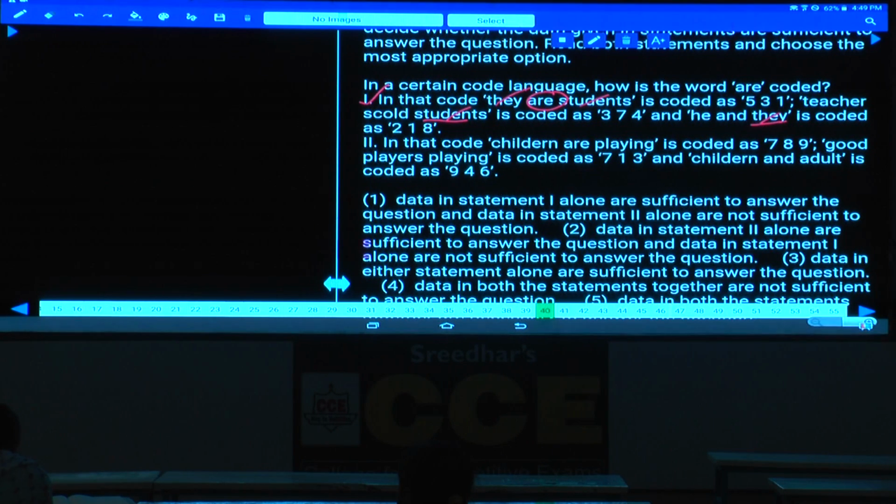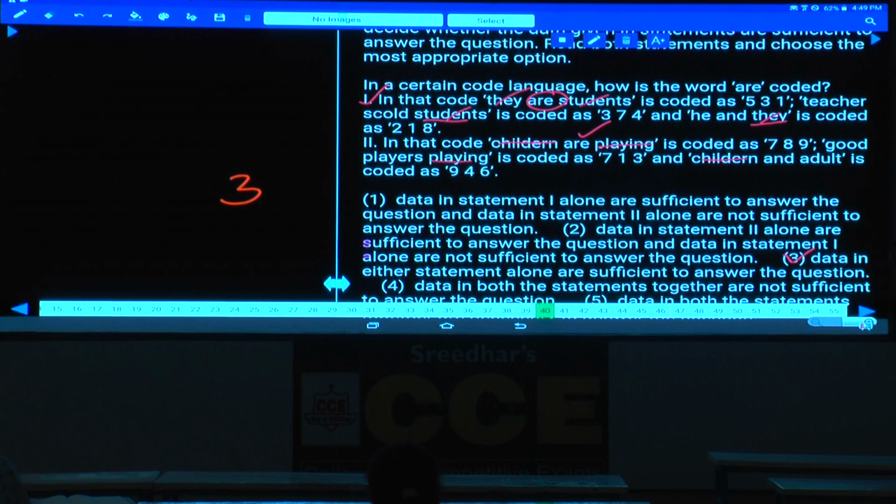Then coming to the second one, children are playing and good players playing. Good players playing means playing is the only word which is common between these two. One code will be common. Next, children and adult. Now here also children is common. Children is common between these two. Then which is left over here? Only one code R will be left over. Hence each statement alone is sufficient. That is choice 3, either 1 or 2. That is choice 3 is the answer.